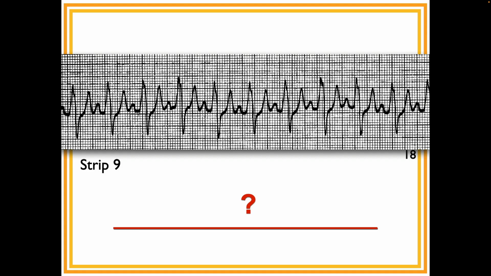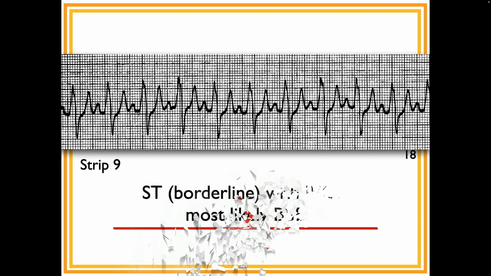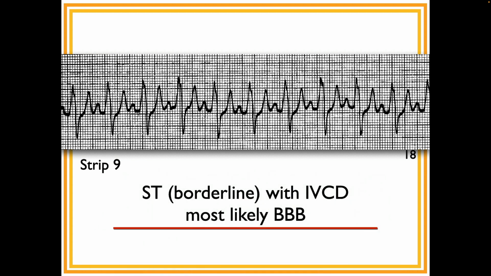So in this case, this is number 9. I'll just give it to you. Sinus tach with IVCD, again, most likely bundle branch block. Okay, what about number 10? So look at number 10 and figure that one out.